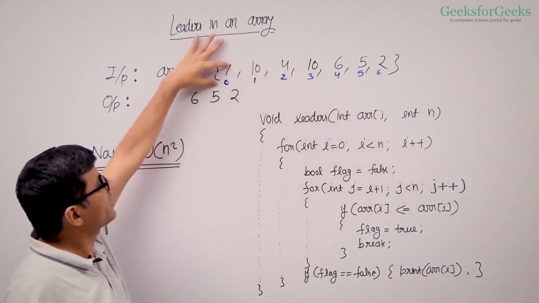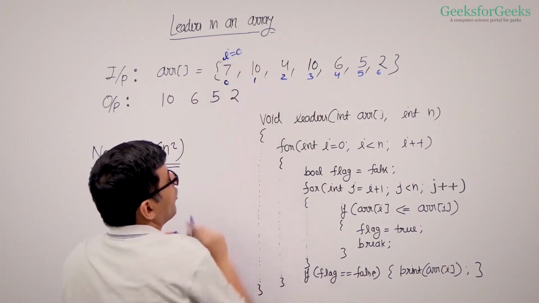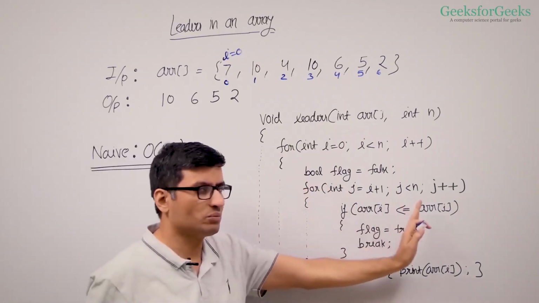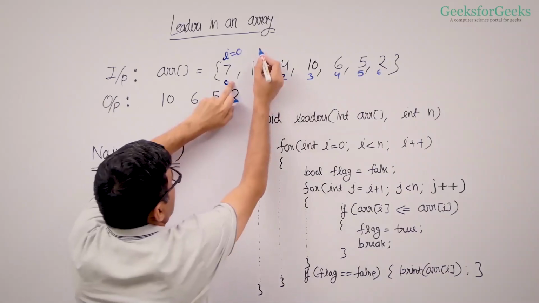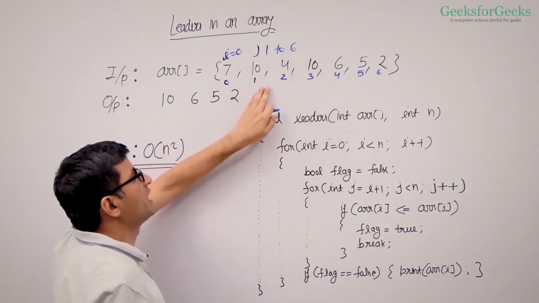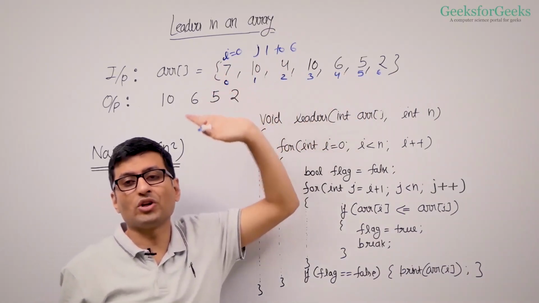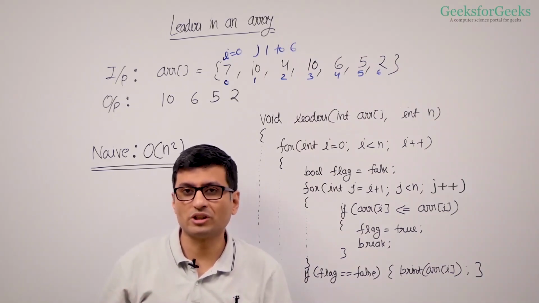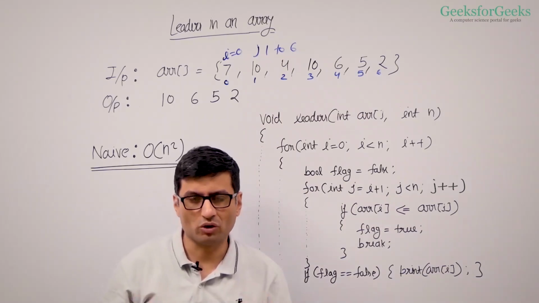And for every index i, so say i is 0, we go on the right side of it. And to traverse the right side elements, we use another loop. And j varies from 1 to 6 for i equal to 0. So j is 1 to 6. And for every element from 1 to 6, we check if array j is greater than or equal to array i. And as soon as we find an element which follows this condition, we say this element cannot be a leader.